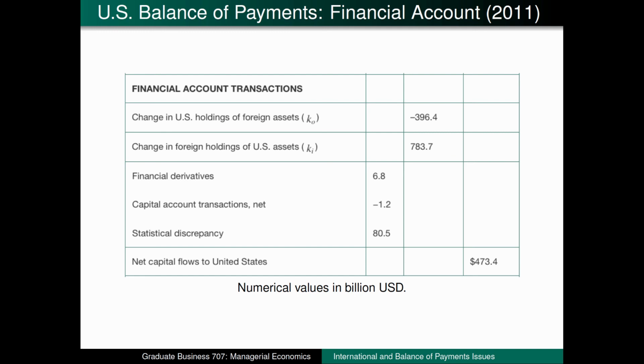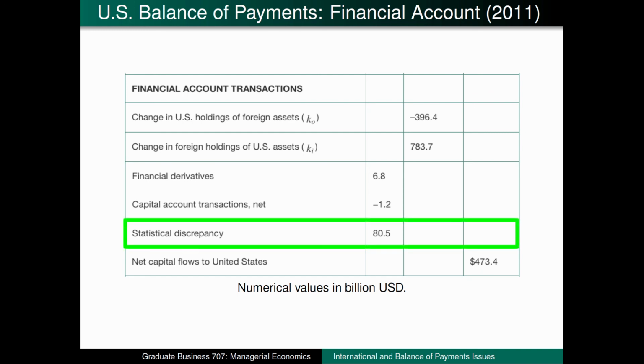In the previous slide, I mentioned that the value of the U.S. current account in 2011 was $473.4 billion. Here, notice that the value of the U.S. financial account in 2011 was also $473.4 billion. However, one of the ways that we get these numbers to match is the $80.5 billion associated with statistical discrepancy.